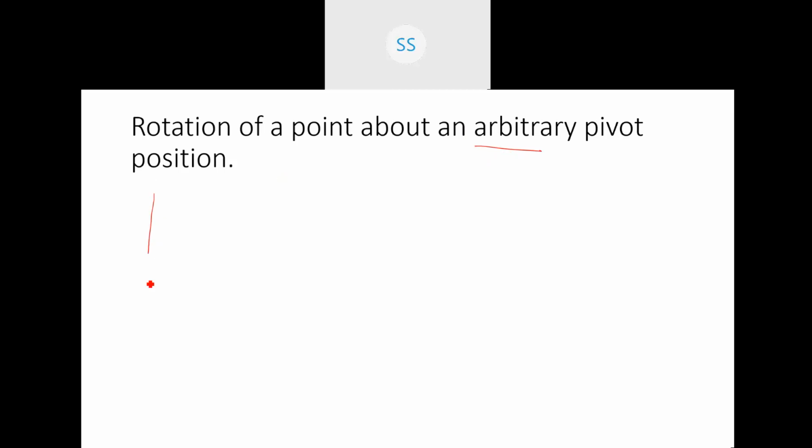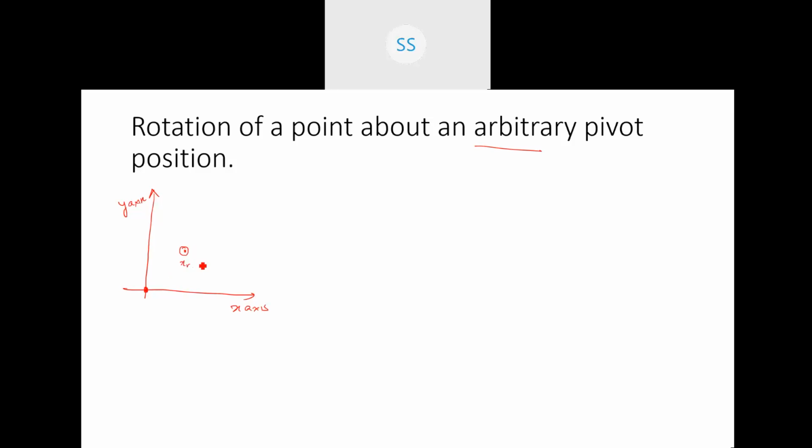So let me take my x and y axis. Okay, so I have my x axis and I have my y axis. Now I'm saying that instead of my origin being my pivot point, I'll consider some point that is at a distance of x r.